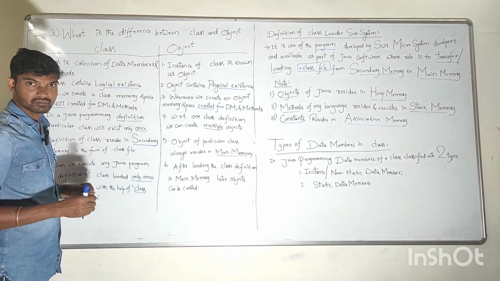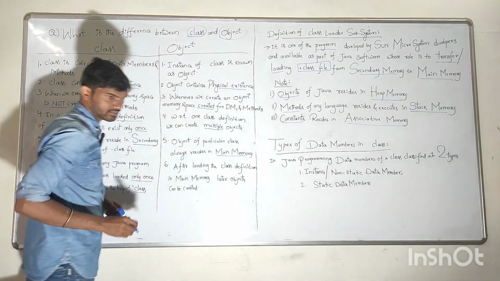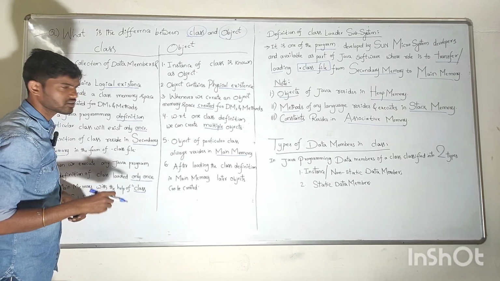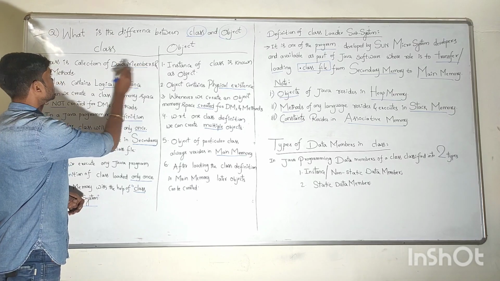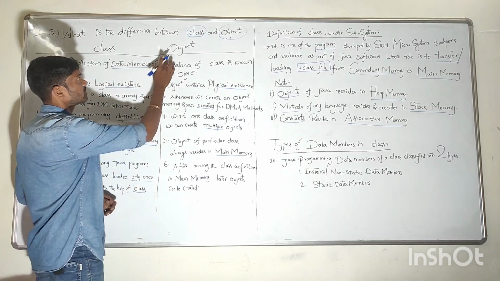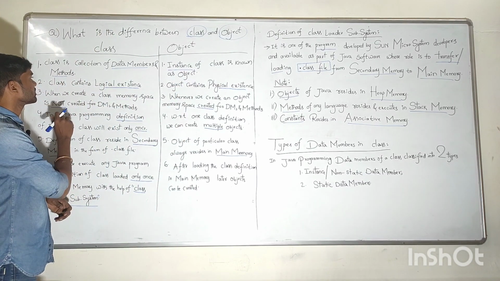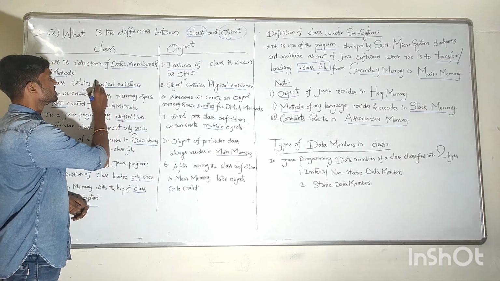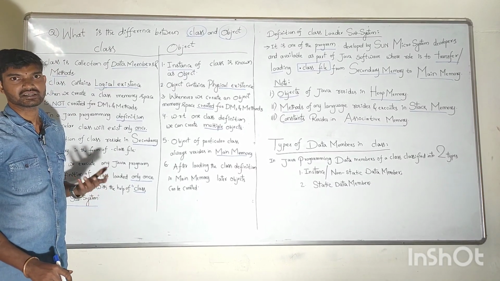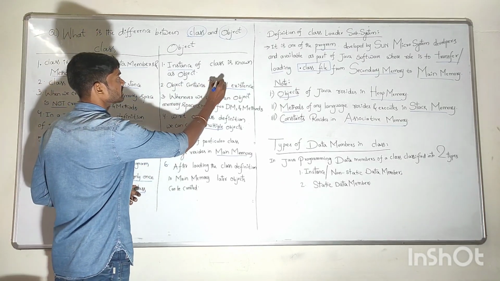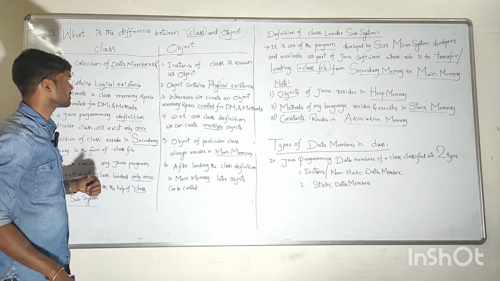Let us know some of the differences between class and object. There are nearly 5 to 6 differences. The first difference is that a class is a collection of data members and methods, and an object is an instance of a class. The second difference is that a class has logical existence. Why logical? Because whenever we create a class, no memory space is created for the data members and methods. And objects have physical existence. Why physical? Because memory space is created for the data members and methods of a particular class.